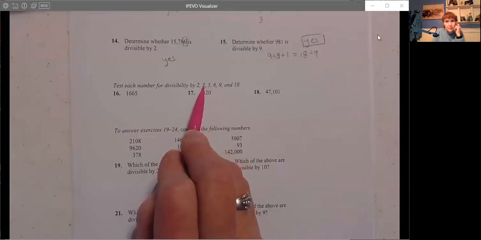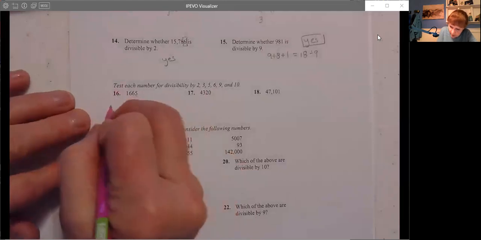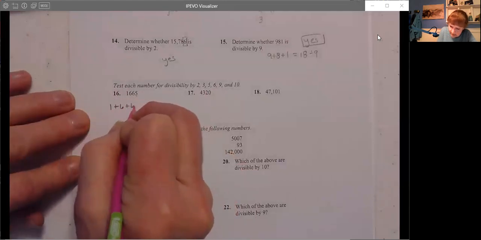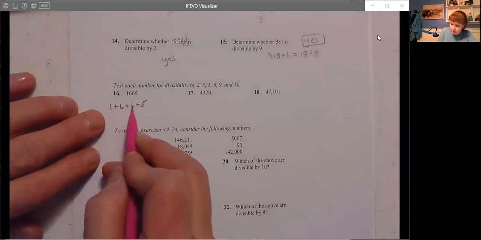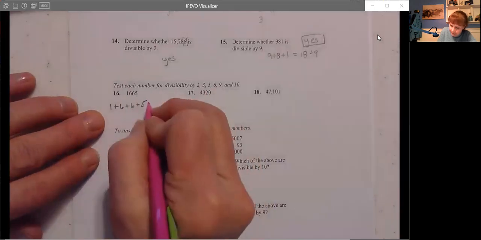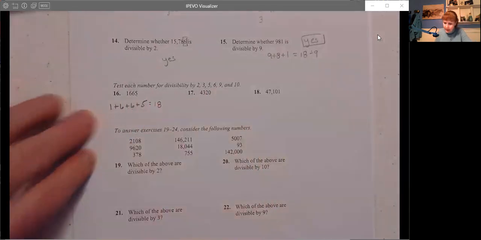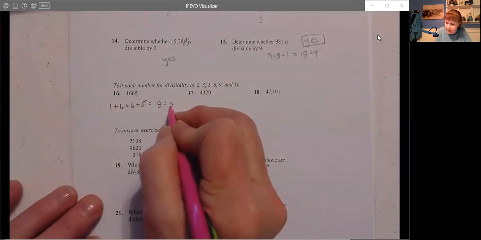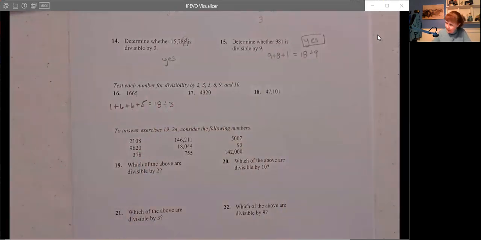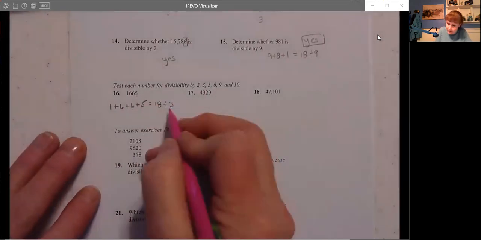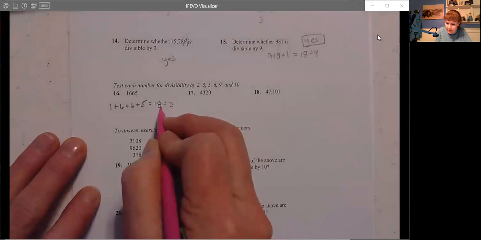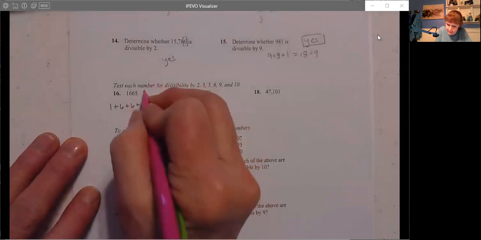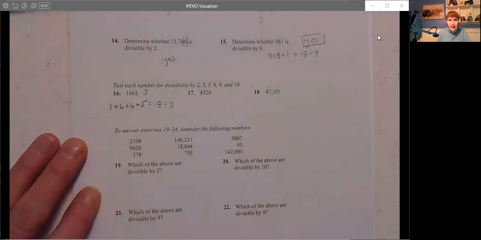But could it be divisible by 3? Let's add up the digits. 1 plus 6 plus 6 plus 5. So you get 7 plus 6 is 13. 13 plus 5 is 18. Is 18 divisible by 3? And the answer is yes. 18 is divisible by 3. It goes into it evenly. So 3 will go into that number.